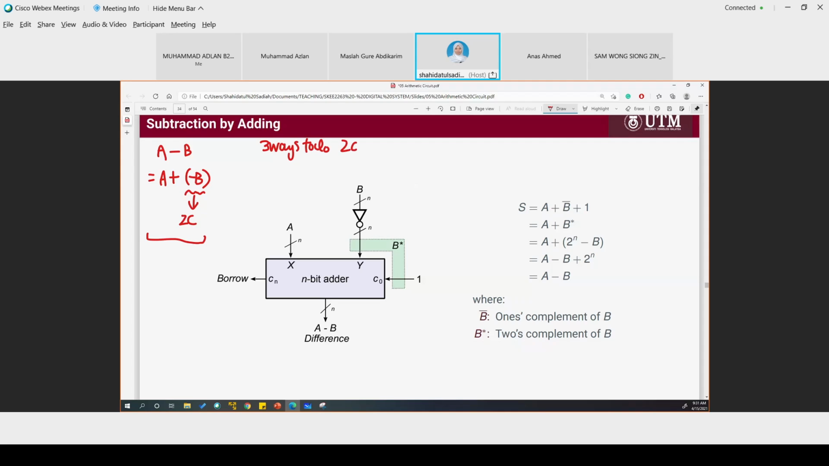Let's say for example 4 bits, so B is 0101. One way to do the 2's complement is to invert all and then plus 1. So we invert, it is 1010, and then we add 1, giving 1011.